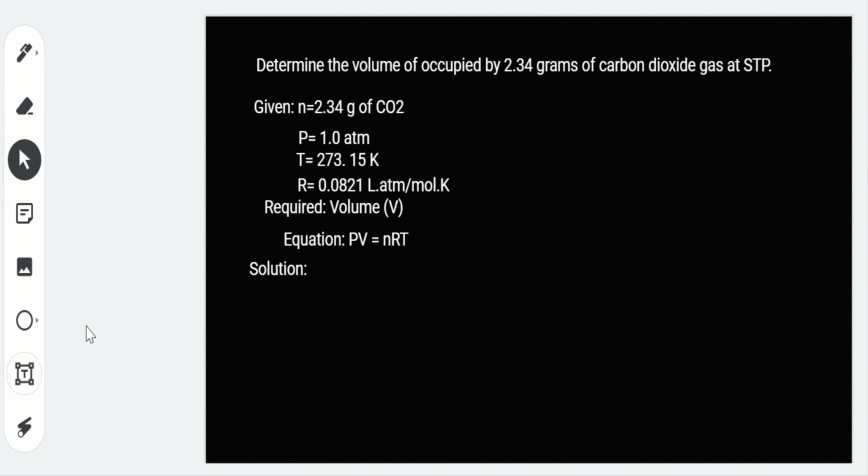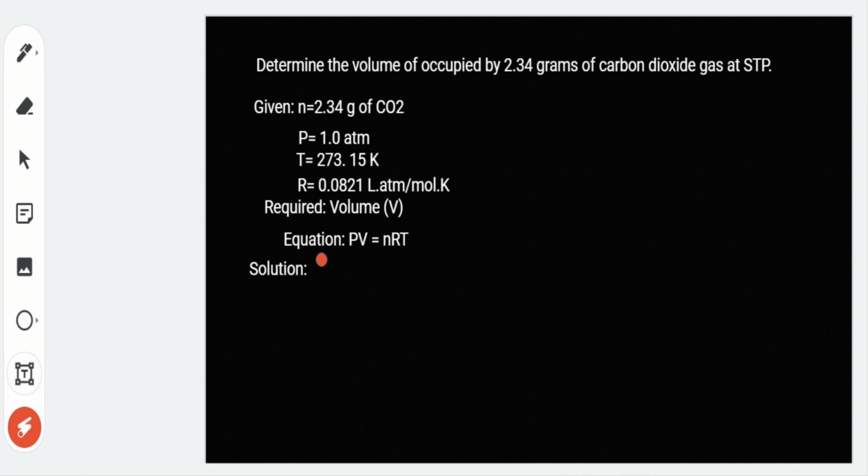Okay, so here's another problem. Here, determine the volume occupied by 2.34 grams of carbon dioxide gas at STP, standard temperature and pressure. So for this problem, these are the known. So we have the amount of gas, but this time it's in grams, not in moles. So 2.34 grams of carbon dioxide. So since it's at STP, yung pressure natin dito is 1 atmosphere. Yung ating temperature is 273.15 Kelvin. And of course, we will be using this universal gas constant. And of course, our problem is we need to find the volume, okay, the volume of the gas.